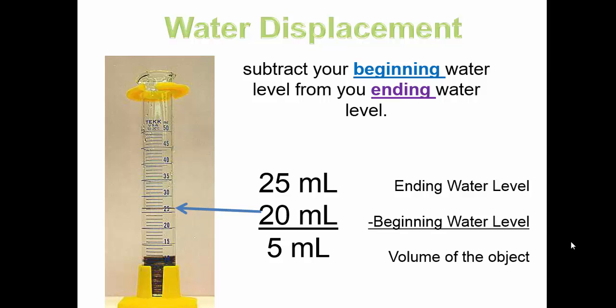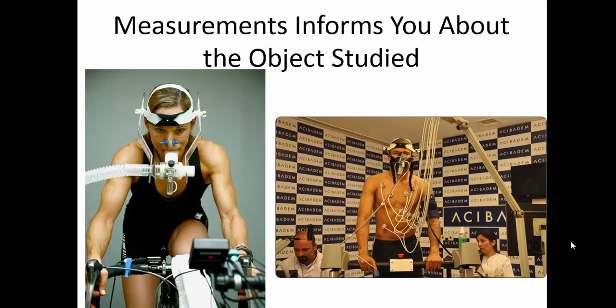you get 5. Now, couldn't I just take 20 minus 25? Is that the same thing? Yeah, not really. And it's not really because if you do that, you get a negative 5 milliliters. Well, the pennies aren't a negative volume, they're a positive volume. So the rule in this class is whenever you make measurements or a couple of measurements about an object, you take the ending minus the beginning to give you the volume of that object.